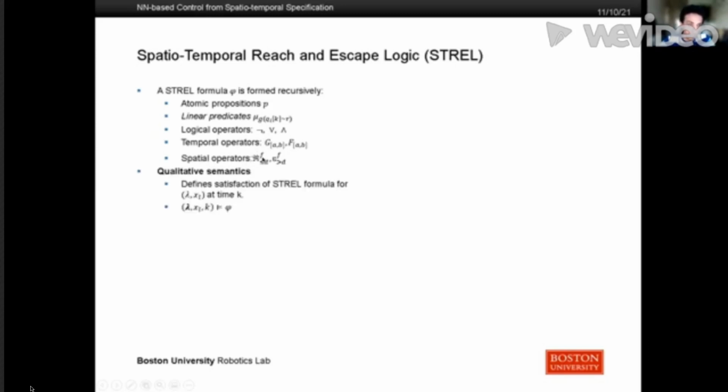We have two spatial operators. The first one is reach, the second one is escape. And from these operators, we can derive other operators as well. STREL has qualitative semantics, which define the satisfaction of a STREL formula. And we say that the state of the system at a given time satisfies a given formula.